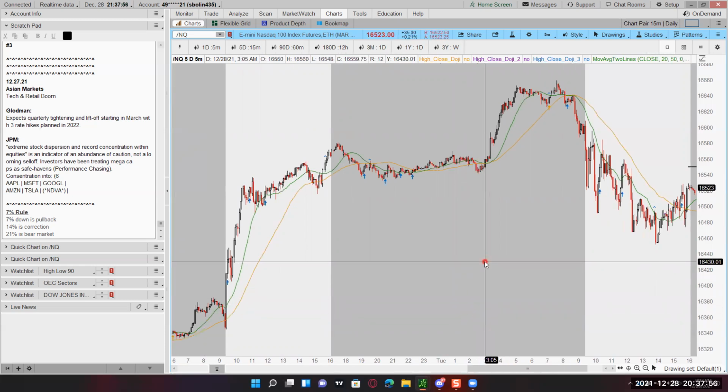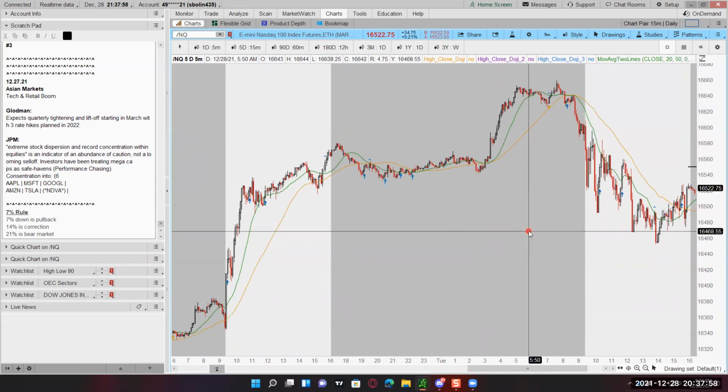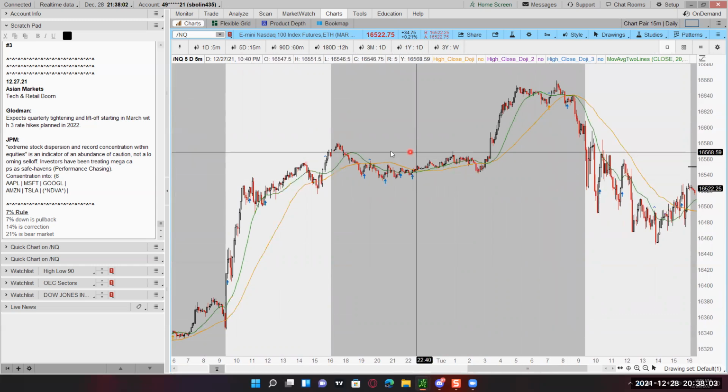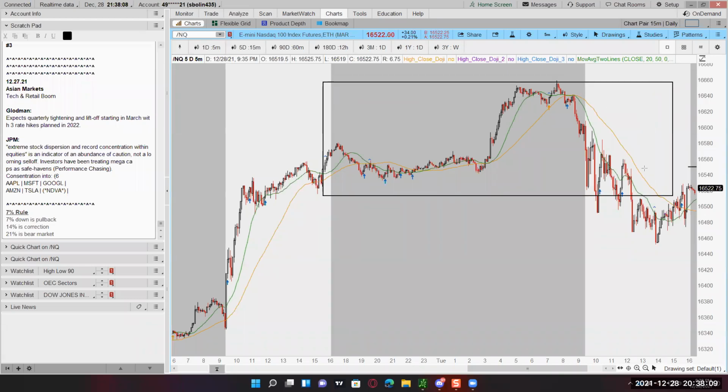And you could know in advance that it was going to be like that just by recognizing that we were going to open the day inside of the Globex range. It's a very good place to start. Are we inside of yesterday's range? Yes. Are we inside of yesterday's Globex? Yes. Then it is very likely going to be a choppy, violent day.